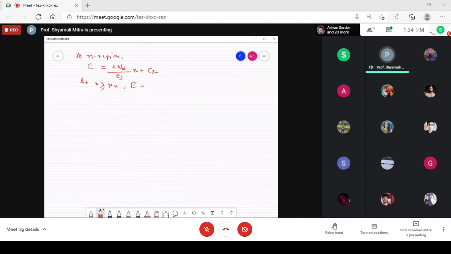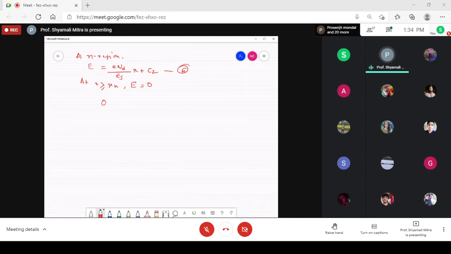E is equal to what? E is equal to 0. Do you agree with this? Yes, ma'am. Okay, so at x greater than or equal to x_n, E is equal to 0. Now we can plug this condition into this equation, equation number 6, if that one is equation number 5.